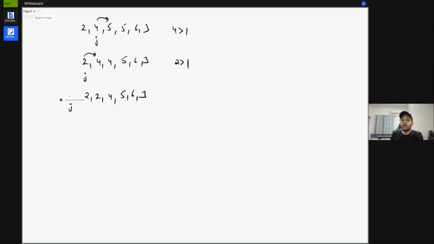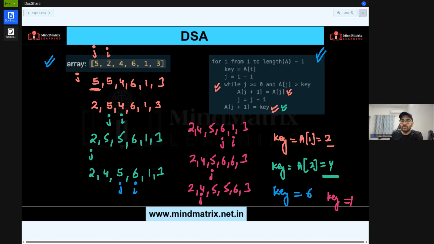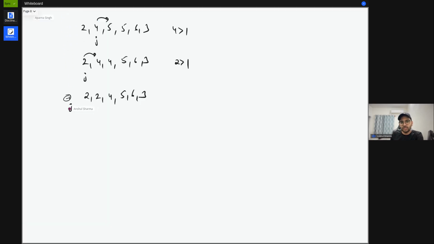So now j is pointing to -1. That is the index, right? -1. So the while loop will exit, and what we will do, we'll simply say a of j plus 1 is equal to key. That means j plus 1, that means we are talking about this one. Place key here. Key is 1 here, so place it there. Is this clear? This is what we are getting so far, right?